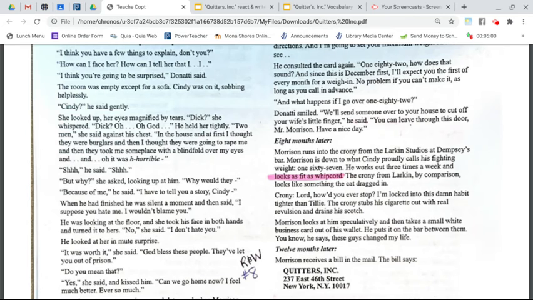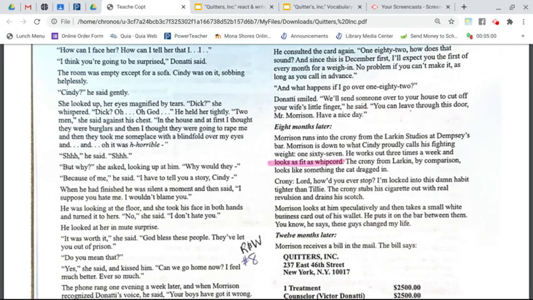When he had finished, he was silent a moment and then said, I suppose you hate me. I wouldn't blame you. He was looking at the floor, and she took his face in both hands and turned it to hers. No, she said. I don't hate you. He looked at her in mute surprise. It was worth it, she said. God bless these people. They've let you out of prison. Do you mean that? Yes, she said, and kissed him. Can we go home now? I feel much better. Ever so much.